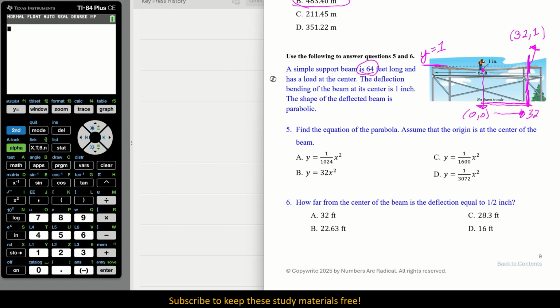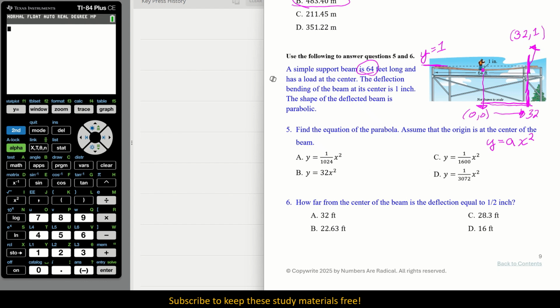All right. So for number 5, find the equation of the parabola. Assume that the origin is at the center of the beam. So I've already diagrammed that out. So what do we really have here? Well, this is what we really have. We have y equals ax squared. And we haven't shifted anywhere. We have an origin. We're still on the origin. We haven't shifted, so we can use that base equation.